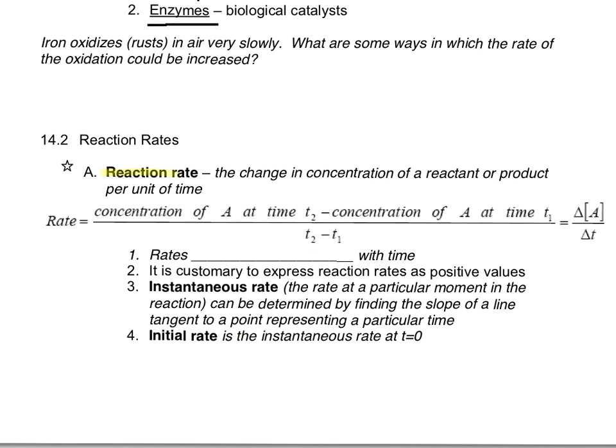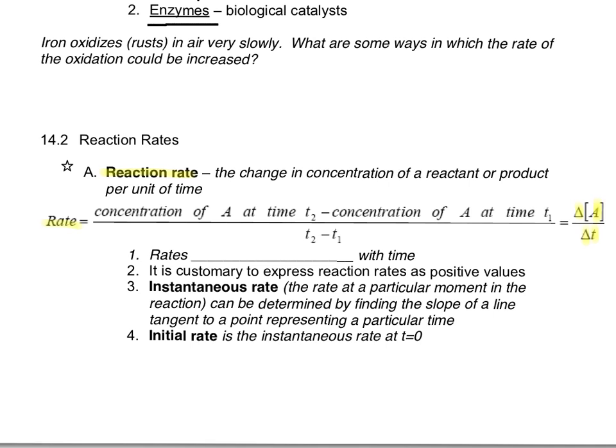A reaction rate is how much the concentration of your reactants is changing over time. A rate is anything divided by time. If we look over here at this equation right here, this shows that the change, or delta means change, in the concentration of A, the little brackets stand for concentration, divided by your change in time is equal to the rate of your reaction. This is one way to describe reaction rate.